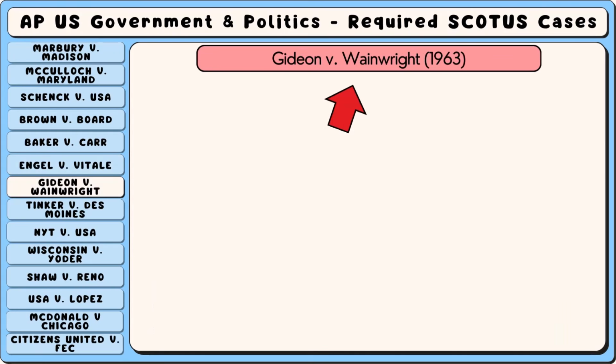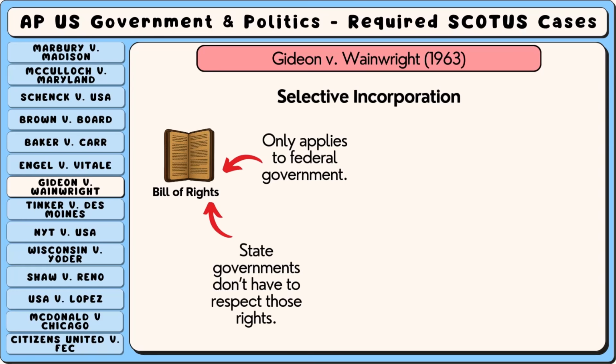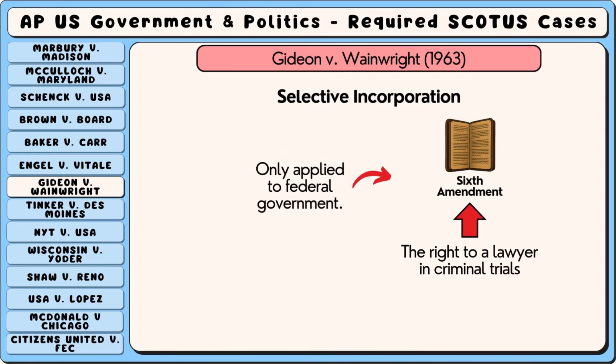Our next required Supreme Court case is Gideon versus Wainwright. To talk about the case, we need to understand a key idea called selective incorporation. When the Bill of Rights was first added to the Constitution, it limited only the national government. That meant that while the federal government could not violate rights in the first 10 amendments, state governments technically could. For example, the Sixth Amendment promised a right to a lawyer in criminal trials, but that promise was originally understood to apply only in federal courts, not in state courts.